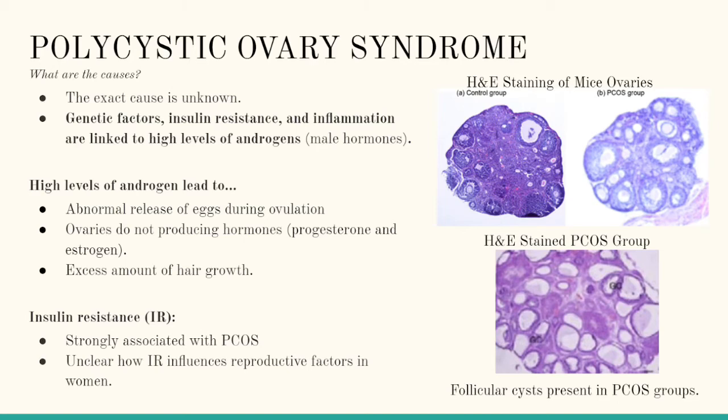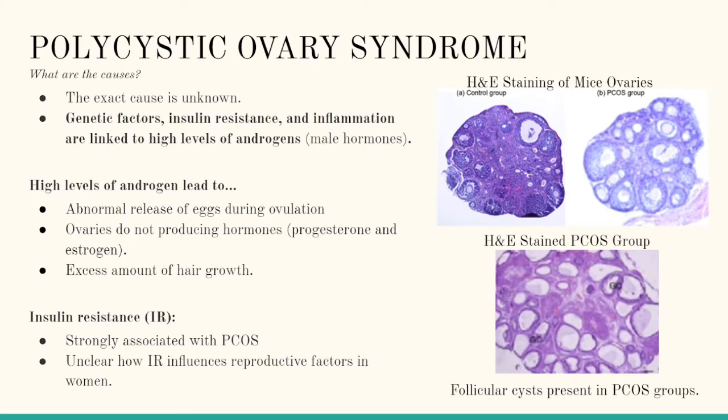However, genetic factors, insulin resistance, and inflammation are all linked to high levels of androgens, or male hormones. It is known that insulin resistance is strongly associated with PCOS, but it is unclear how insulin resistance influences reproductive factors in women. High levels of androgens can prevent the normal release of eggs during ovulation and could prevent the ovaries from producing hormones, progesterone, and estrogen. Androgens also result in an excess amount of hair growth, which is one of the symptoms of PCOS.